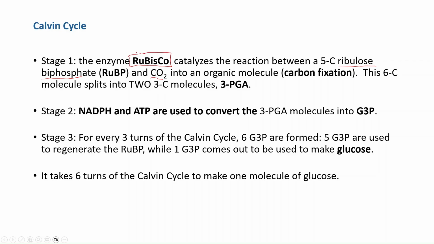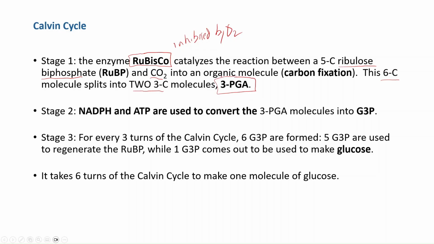This is the only enzyme I'm going to mention by name. This is very important because it's the enzyme that we use to control the Calvin cycle. Basically, RuBisCo is going to be inhibited by oxygen, and that will become very important later on. Okay, but anyhow, you have a 5-carbon molecule, picks up one more carbon, so you form a 6-carbon molecule that breaks almost instantly into 2 3-carbon molecules that we call 3-PGA.